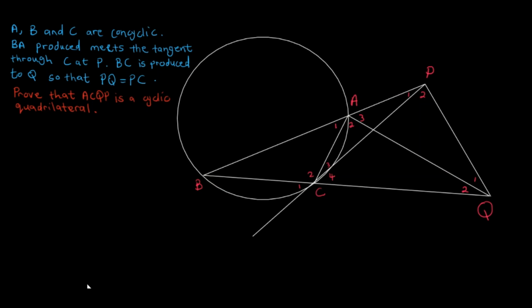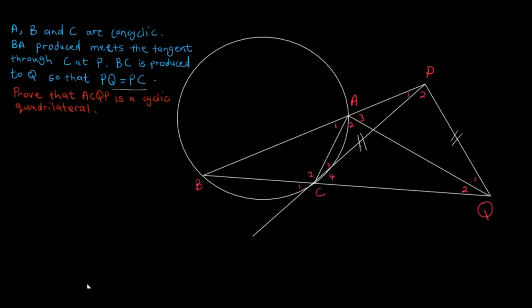Guys, so now we're going to solve this interesting problem here. We're given a statement that says A, B, C are concyclic, meaning that they touch the circumference of the circle. BA meets the tangent through C at P, right? BC is produced to Q so that PQ is equal to PC, right? We can indicate that PQ, this part here, is equal to PC, right?